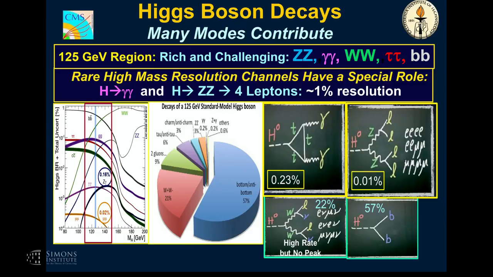So what I've listed here is, with the Higgs being in the mass range that it is, it can decay significantly in many ways to a pair of Z bosons, which turns out to be important, you'll see in a moment, a pair of photons, W particles, tau particles, or B quarks. The rare decays, the Higgs to two photons, which is about 0.2%, and then the Higgs going to two Z bosons, but we don't measure the Z bosons.